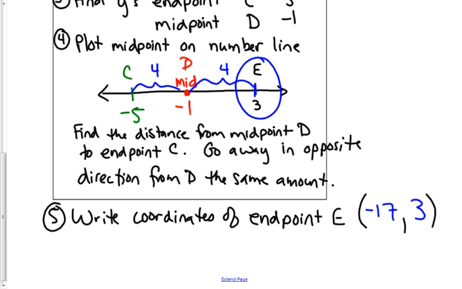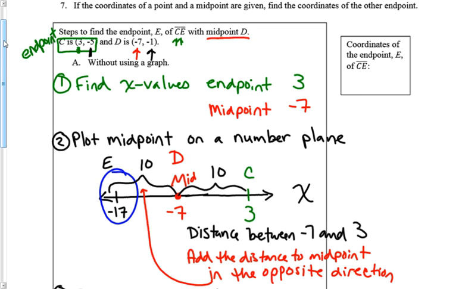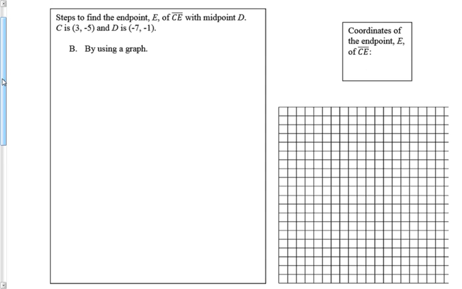I'm now going to scroll all the way back up to put it in the answer box. Again, -17, 3 is where that endpoint is. Going on to the next page. We're doing the exact same thing, except what we're going to do is the graph. So we're going to do this the way we did the first one, except we have to plot the points first. Now on this graph, we do not have an x-axis or y-axis, but I need to place them carefully.